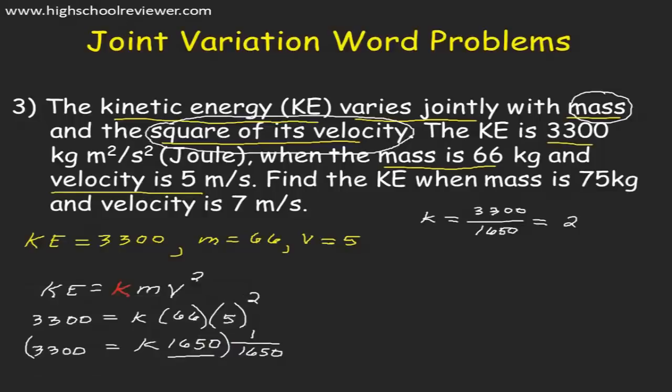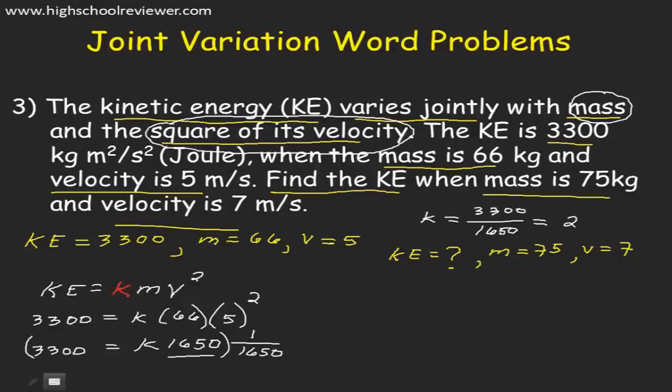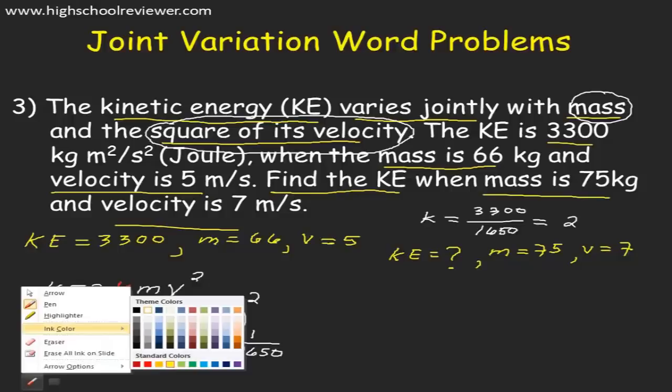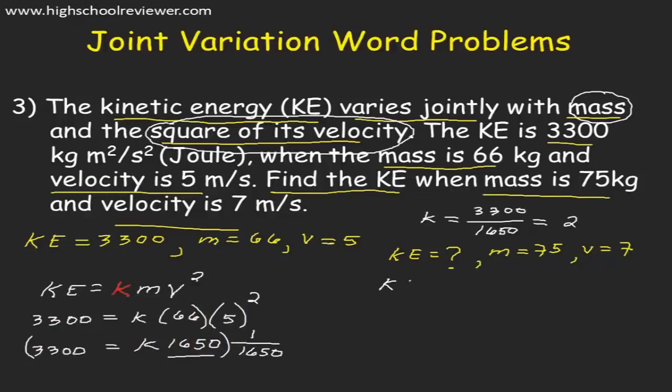Find the KE. So we have to find the second value for KE. Since we have to find the value for KE, on our next statement, the KE is the unknown when mass is 75. So M here will be equal to 75 and velocity is 7. So V is equal to 7. And to solve for KE, we have to use the same equation. So our equation will be KE is equal to K times M times V squared.